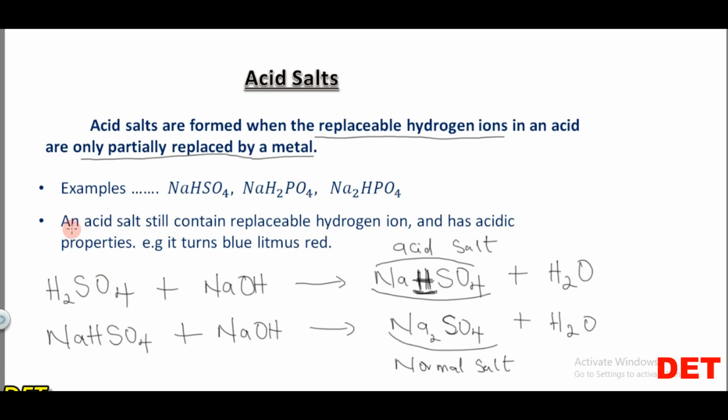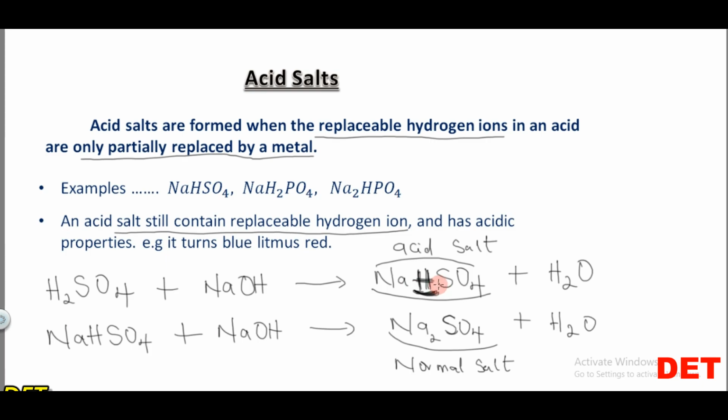And it's very important that you should know that an acid salt still contains replaceable hydrogen ion. Very important. An acid salt still contains replaceable what? Hydrogen ion. So if you look at this compound, it's an acid salt. Why is it an acid salt? It still contains a replaceable hydrogen ion and has acidic property. For example, it can turn blue litmus red. So this substance can turn blue litmus red, all right?